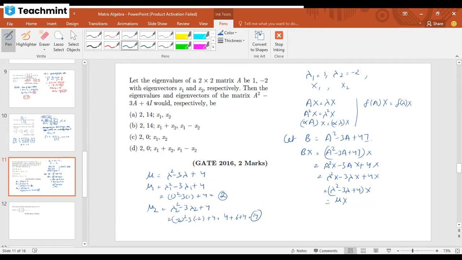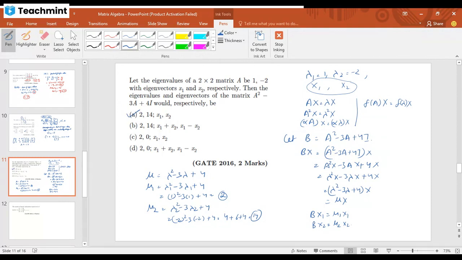So it means that if A has eigenvalue lambda and its corresponding eigenvector is x1, what does it mean? It means that Bx1 is equal to mu1 x1 and Bx2 is equal to mu2 x2. So these eigenvectors x1 and x2 will remain the same, corresponding to the eigenvalues 2 and 14. So the correct answer is option A.